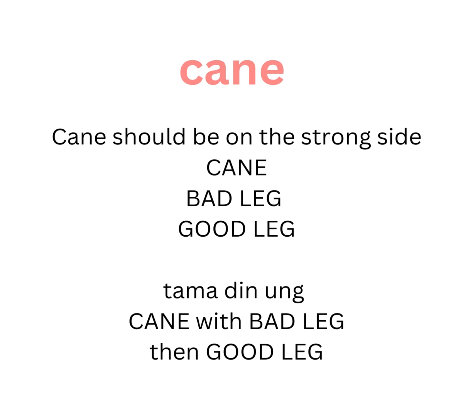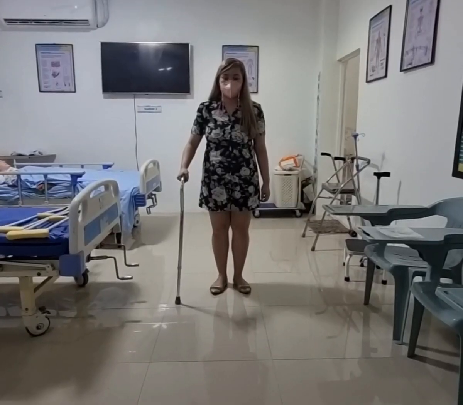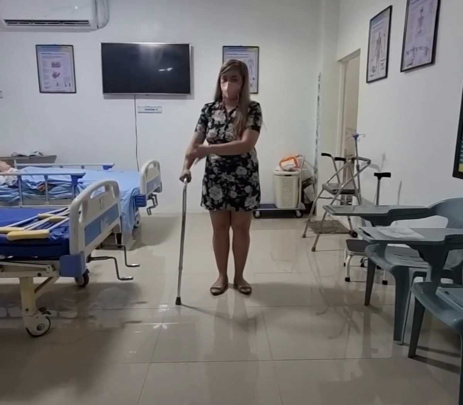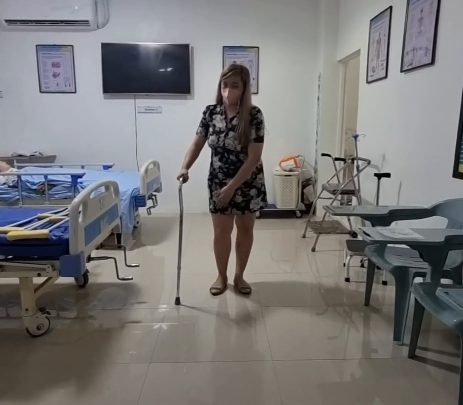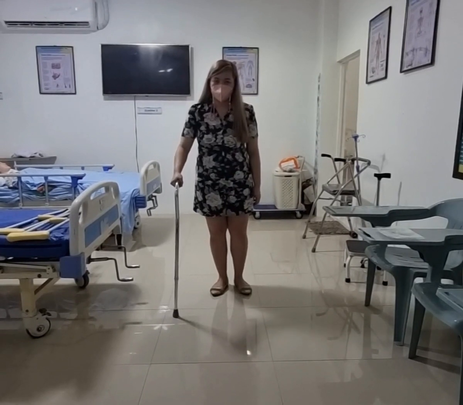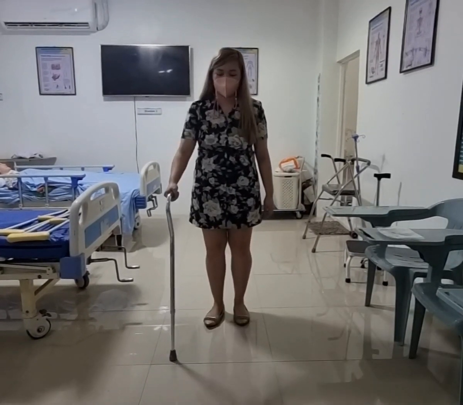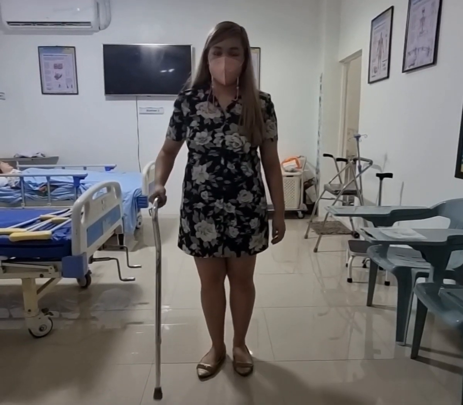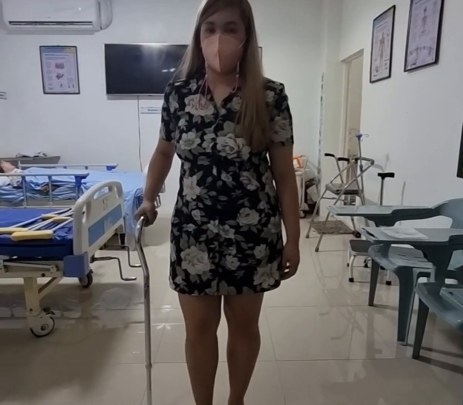Basta, always remember, partner po ng assistive device, si bad leg. O kaya naman, hindi nyo siya iiwan. Papalagitnaan nyo siya assistive device, and then papalagitnaan nyo siya ng good leg. So, yan. Ito po yung cane. So, yung elbow mo dapat medyo, So, cane, bad leg, good leg. Cane, bad leg, good leg.